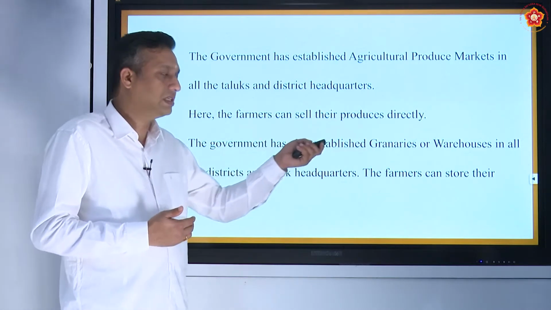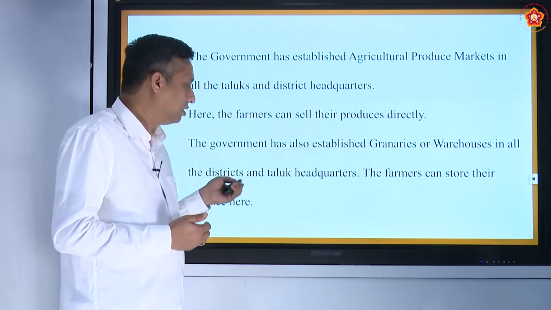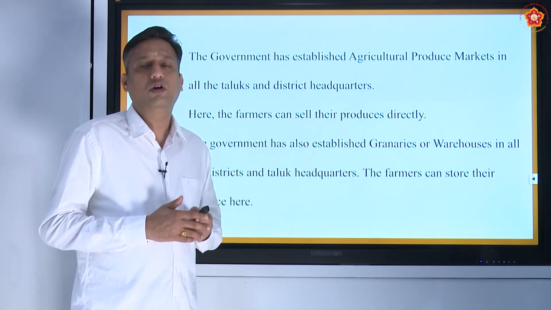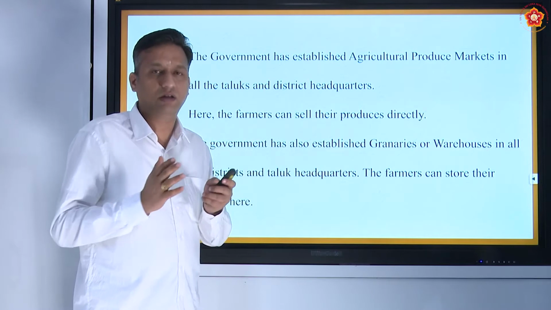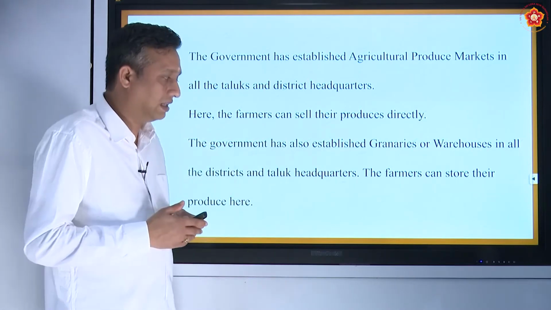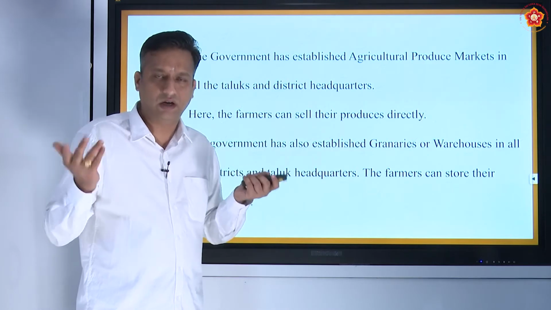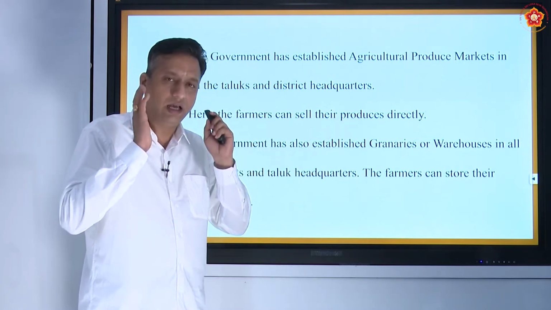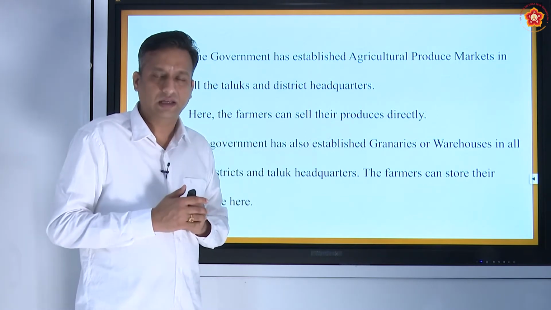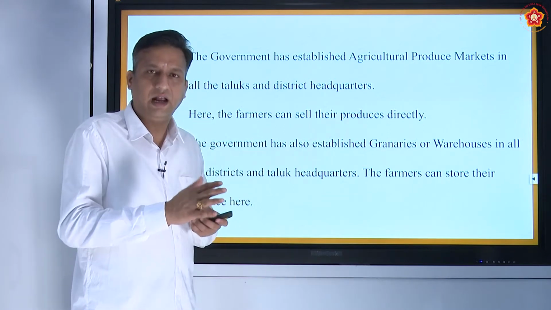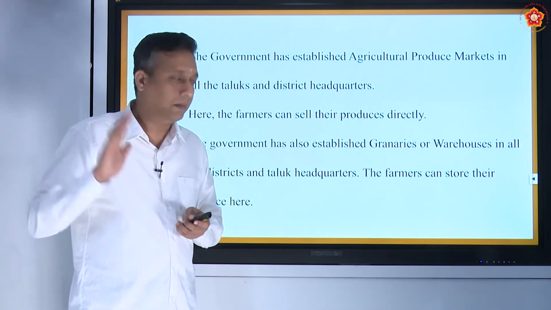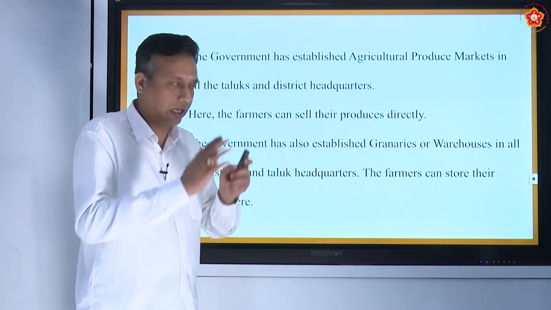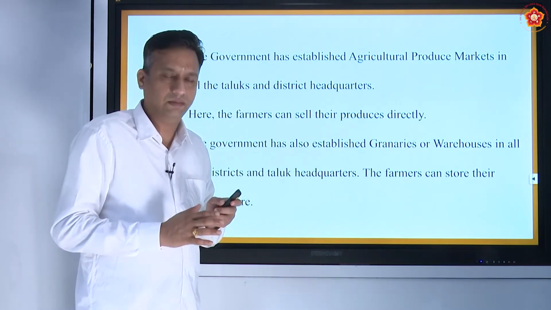The government has also established granaries or warehouses in all the district and taluk headquarters. Granaries means godowns, like the FCI, Food Corporation of India. Because farmers produce on a large scale, they cannot store everything in their homes, because their home is not big. So they keep it in these warehouses or granaries, godowns, and pay a certain amount of fees. Then their crops will be protected there, and they can sell it in the market whenever they want. So granaries or warehouses are the places where the farmers can store their food for a certain period of time.